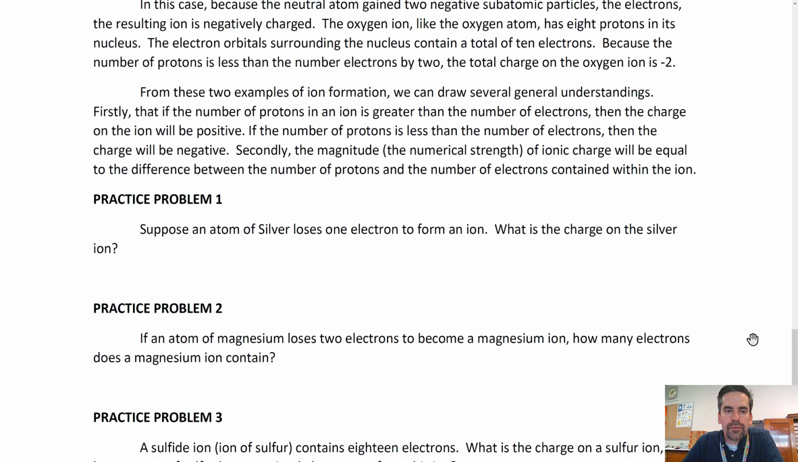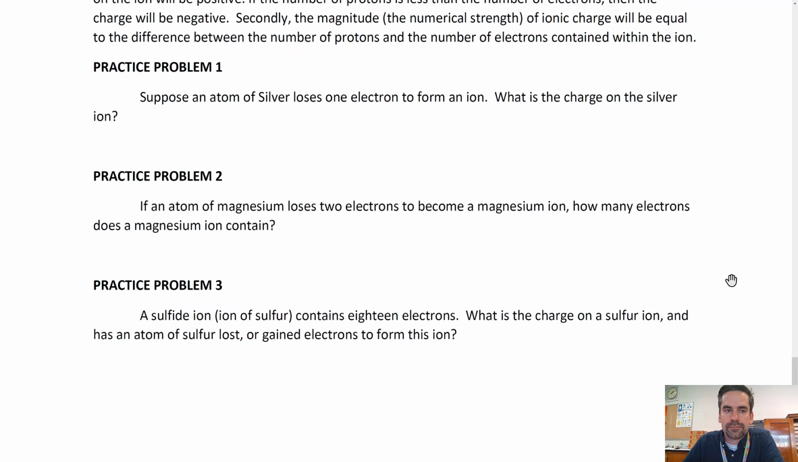From these 2 examples of ion formation, we can draw several general understandings. Firstly, if the number of protons in an ion is greater than the number of electrons, then the charge on the ion will be positive. If the number of protons is less than the number of electrons, then the charge will be negative. Secondly, the magnitude, the numerical strength of ionic charge, will be equal to the difference between the number of protons and the number of electrons contained within the ion.